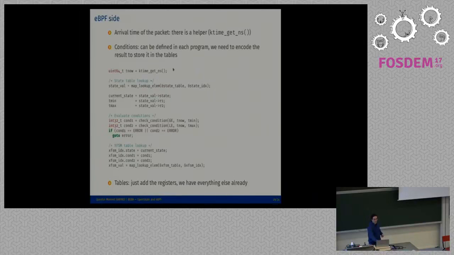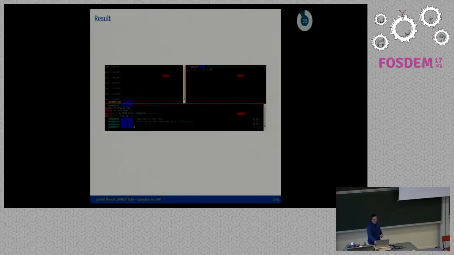So for example, in my program, I first get the arrival time of the packet. I perform my state lookup. And then I evaluate conditions. I've implemented a wrapper to do so, to check whether current time is greater or equal to the tmin, etc. And then I perform the second lookup on the XFSM table based both on the current state, the result, and the conditions. For the tables, it's the same, we just add the registers in the tables.